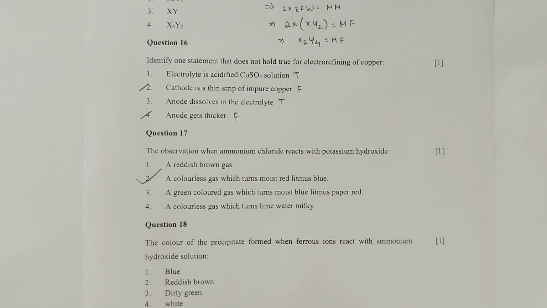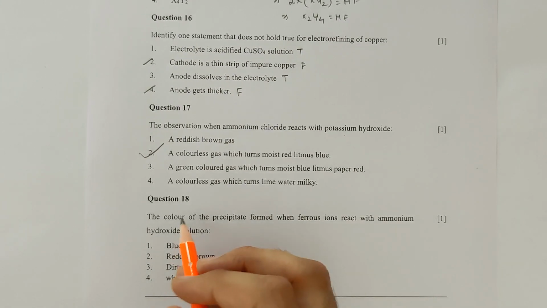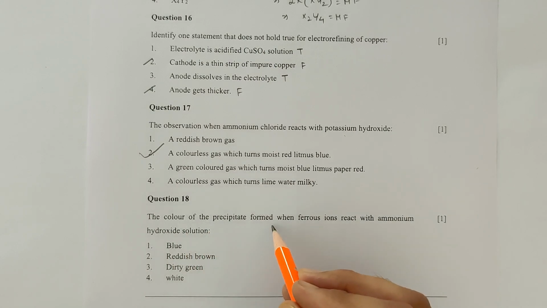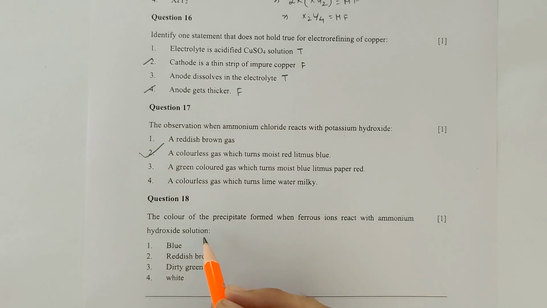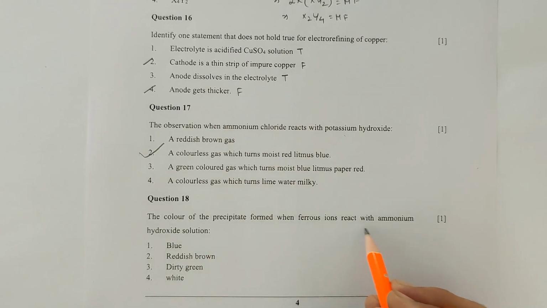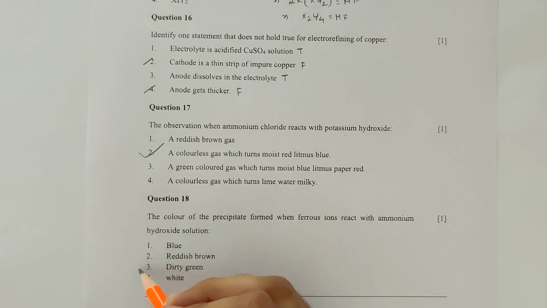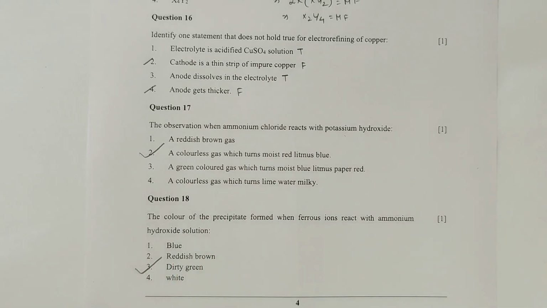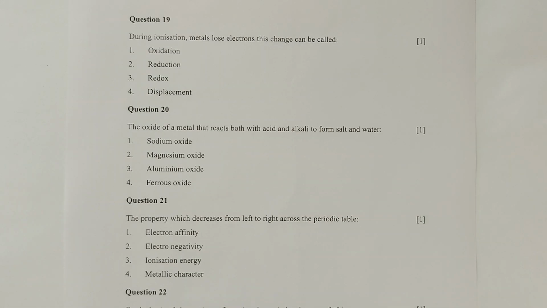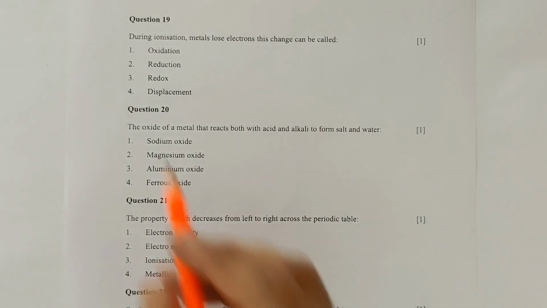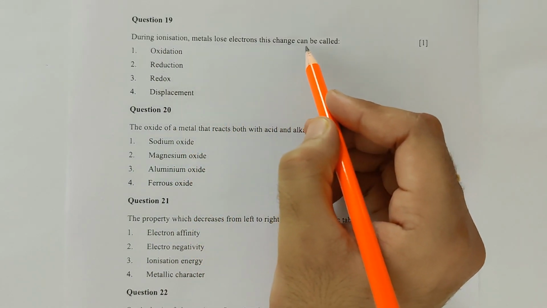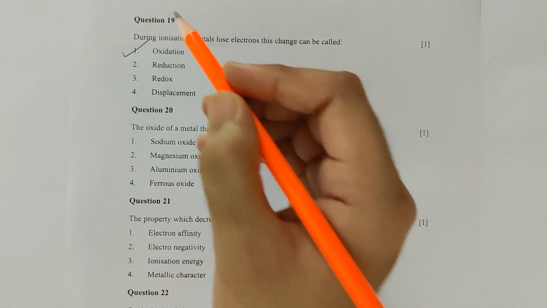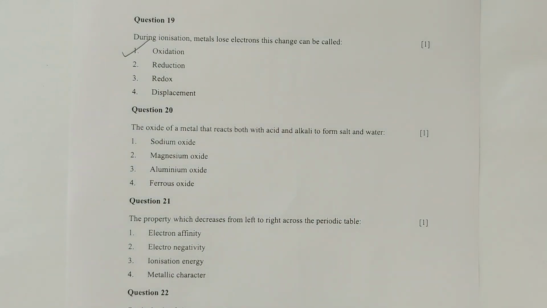Moving on to question 18, we have the color of the precipitate formed when ferrous ions react with ammonium hydroxide solution. Now, when ferrous ions react with ammonium hydroxide solution, the color of the precipitate is dirty green. Hence, option 3 is correct. Moving on to question number 19, we have during ionization, metals lose electrons. This change can be called oxidation. Very simple. Guys, this is the definition of oxidation only.